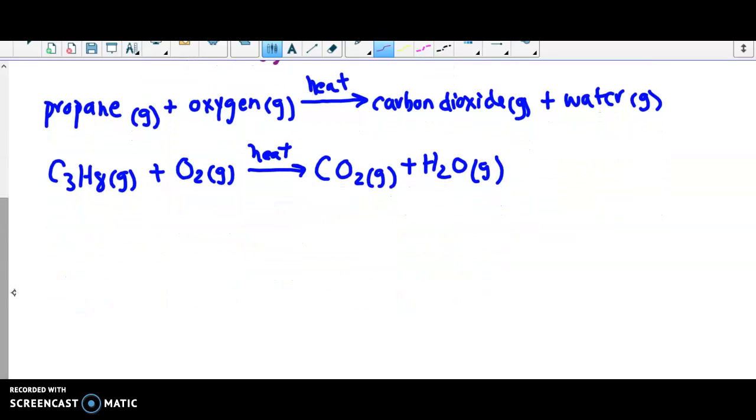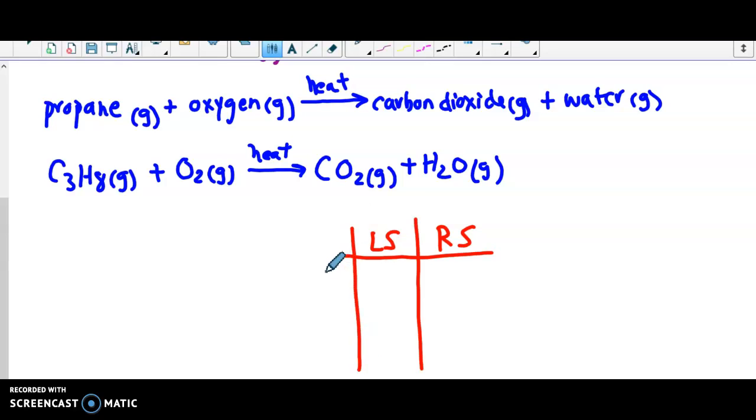What I'm going to do to take into account all of the atoms on the left side and the right side of my equation is I'm just going to make a little chart. So on this chart, I'm going to write down all the different atoms that are present in this chemical reaction. I've got carbons, hydrogens, and oxygens. On the left-hand side of this chemical equation, I have a total of 3 carbons. I've got a total of 8 hydrogens, and I've got a total of 2 oxygens.